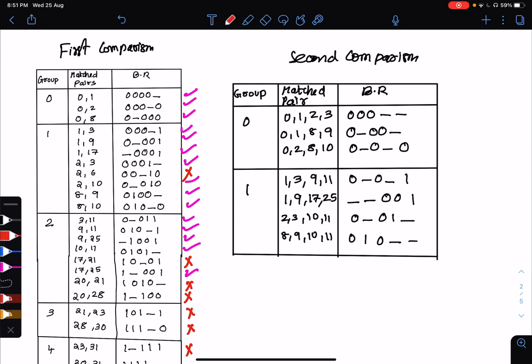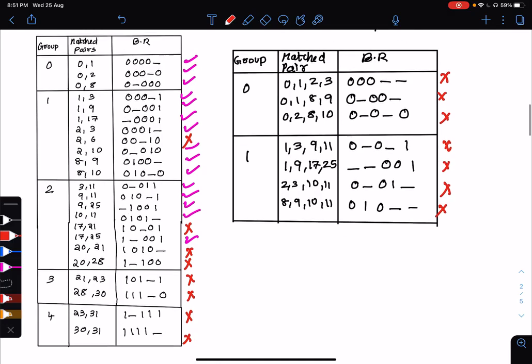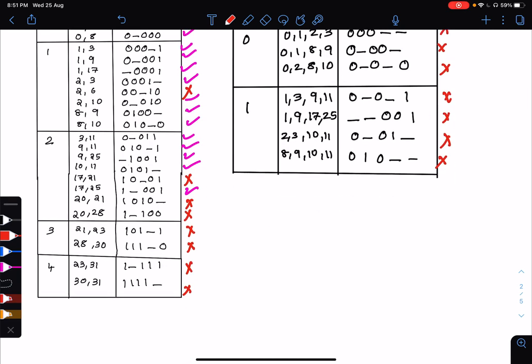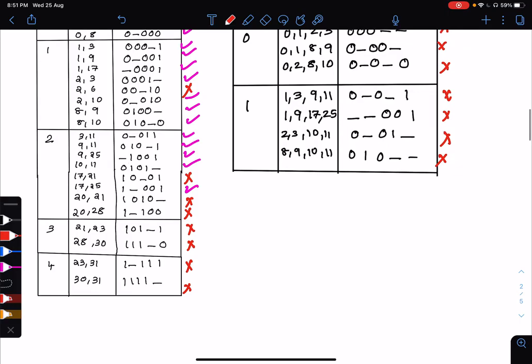So if we don't get a matched pair, what we generally do is we cross this. You don't get a matched pair for all these, and in the first comparison also some terms are not getting another matched pair. So it is ticked, or I crossed that. So all the crossed ones in the first and the second comparison tables are the prime implicants. As I told earlier, if you don't know prime implicants, you can watch example one where I describe all this very deeply. So now all these unchecked ones are the prime implicants.